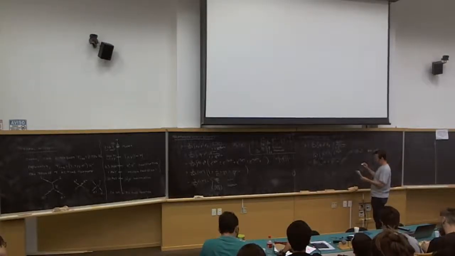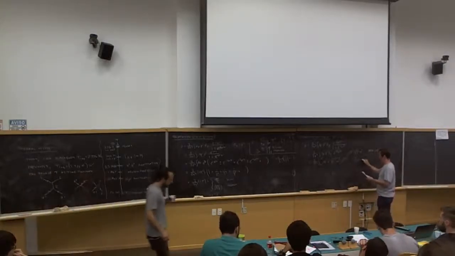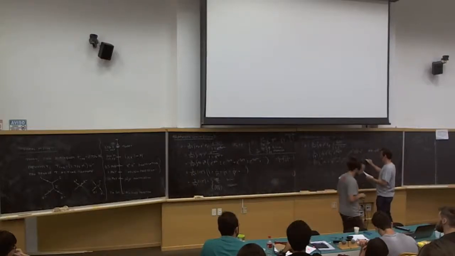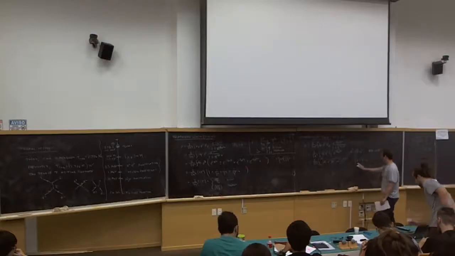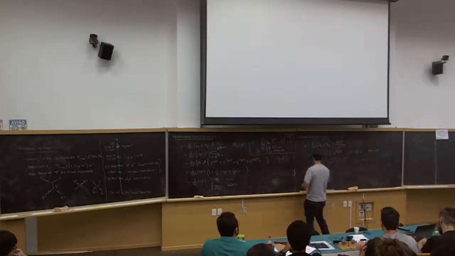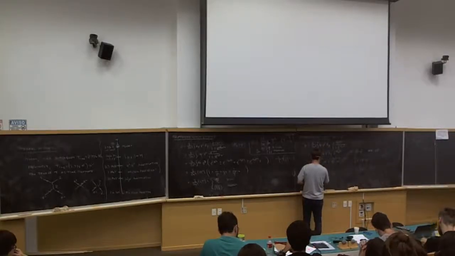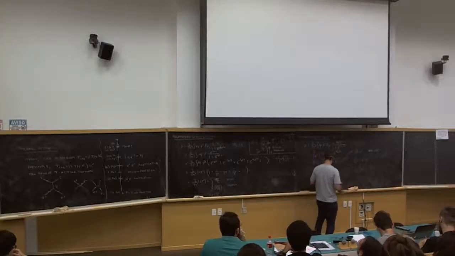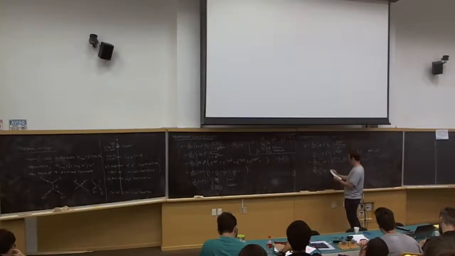Then in the next line, I can make one more change of variable. Instead of integrating E from m to infinity, I'll define epsilon equals E minus m and integrate from epsilon equals 0 to infinity. So this would become m plus epsilon squared.